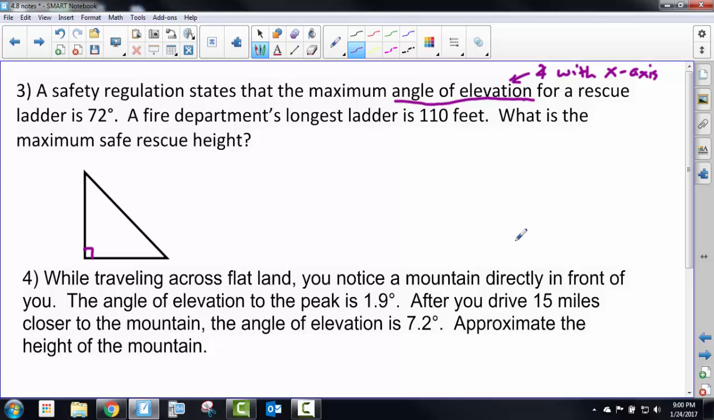I don't know if I even like that I said x-axis. Probably the horizontal side would be better. If you want to think of it as the x-axis, that's fine. So horizontal rather than x-axis, probably a better way to say that. All right, so here we go.